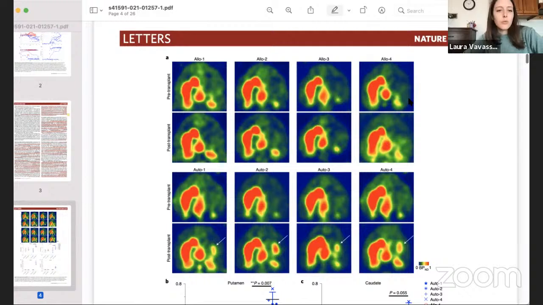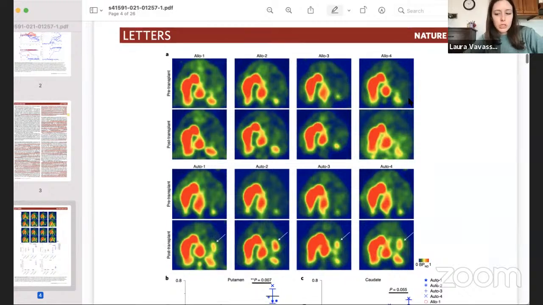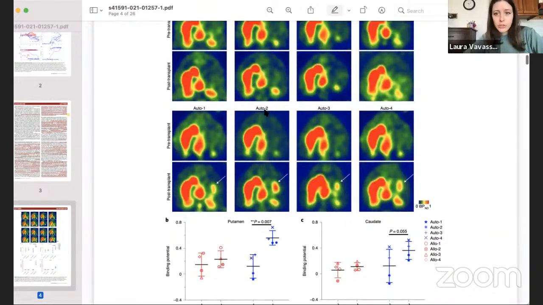On the other hand, when we move to the autologous group, the other two rows, we see, as it is indicated from these white arrows, that there is a change in the activity of dopaminergic neurons, and the arrow indicates the site in which the graft of a dopaminergic progenitor was made.